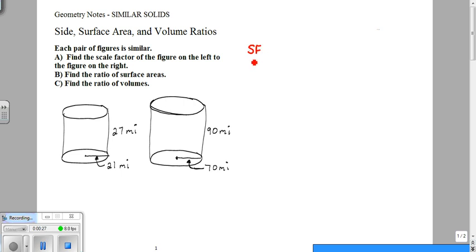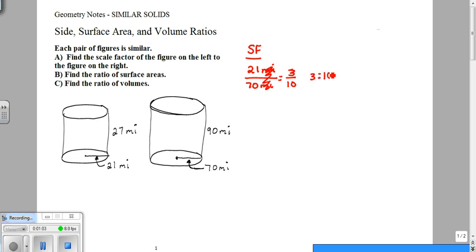So for our scale factor, I could use the radius, which would be 21 miles in the left figure compared to 70 miles in the right figure. My miles would cancel, and if I simplified this, I would get 3/10. Since 7 goes into 21 3 times, and it goes into 70 10 times, which would be 3:10 for our ratio.